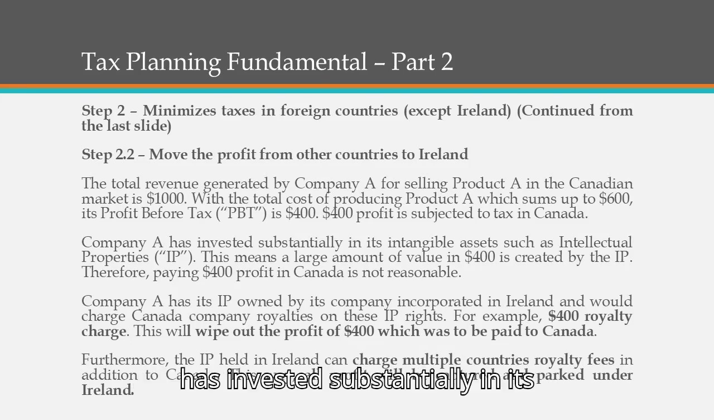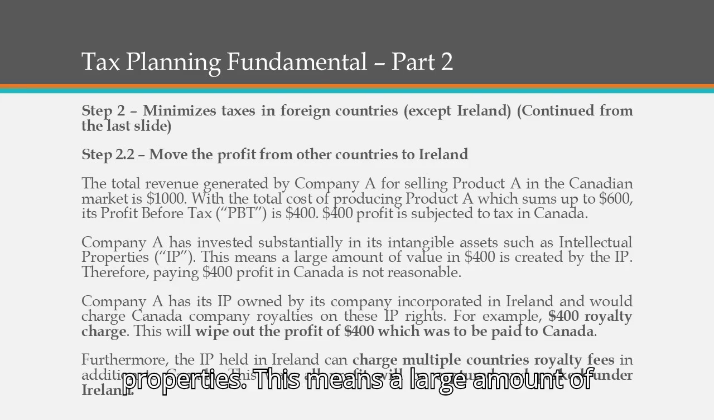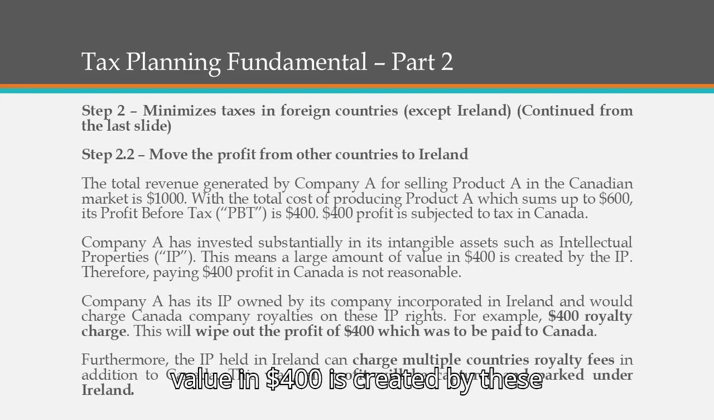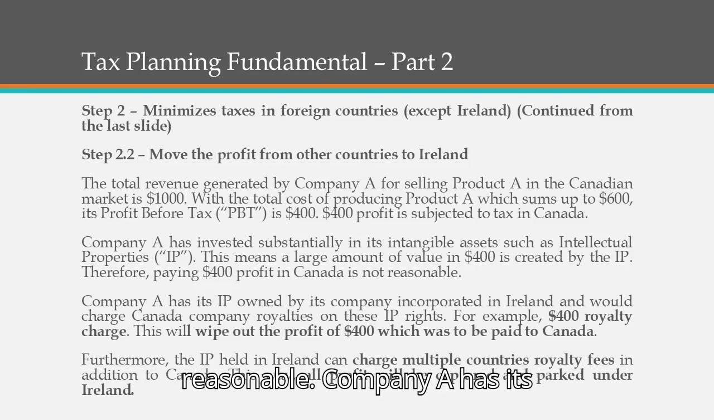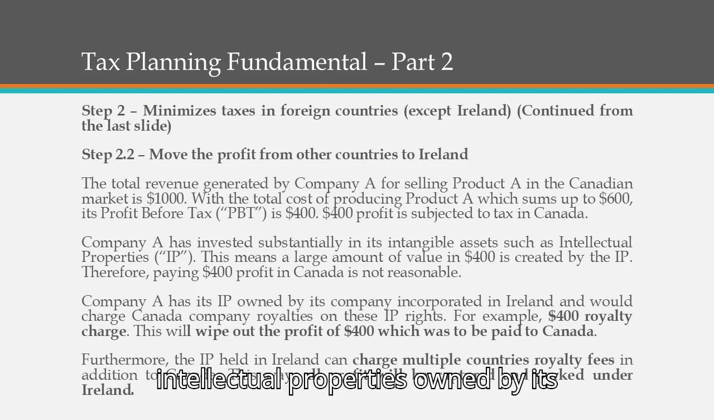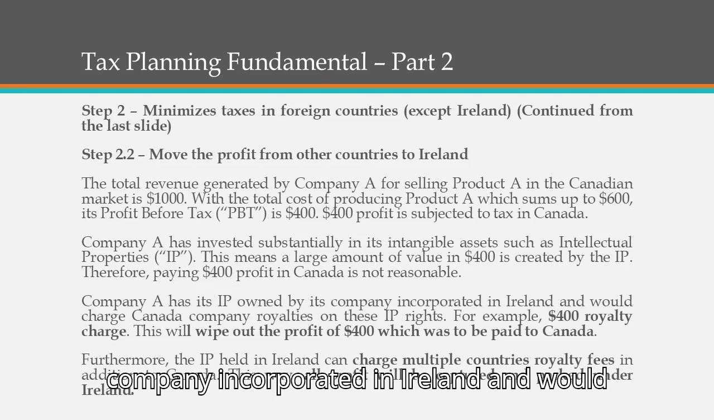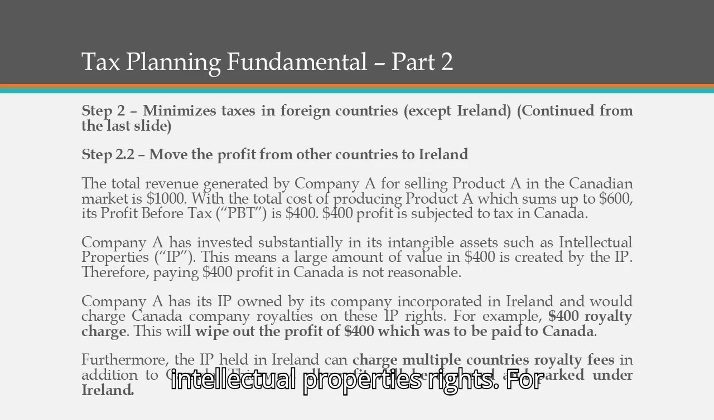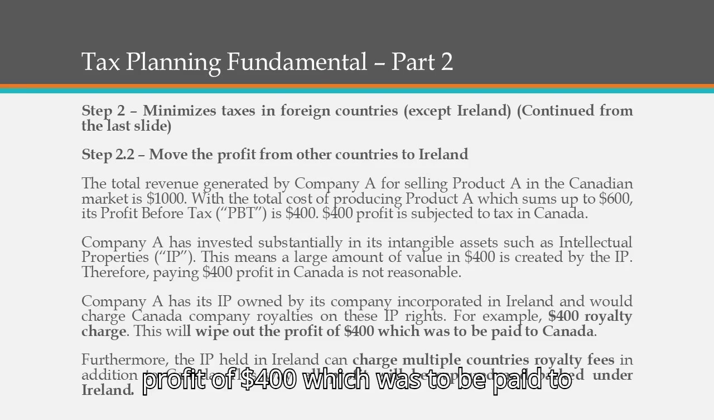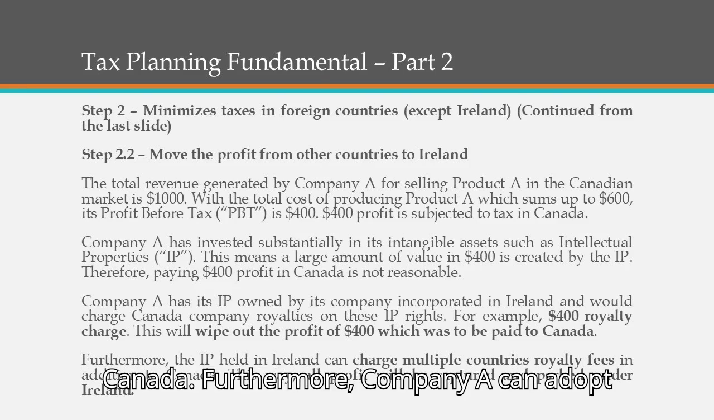Company A has invested substantially in its intangible assets such as intellectual properties. This means a large amount of value in $400 is created by these intellectual properties. Therefore, paying $400 profit in Canada is not reasonable. Company A has its intellectual properties owned by its company incorporated in Ireland and would charge the Canada company royalties on these intellectual properties rights. For example, with a $400 royalty charge, this will wipe out the entire profit of $400 which was to be paid to Canada.